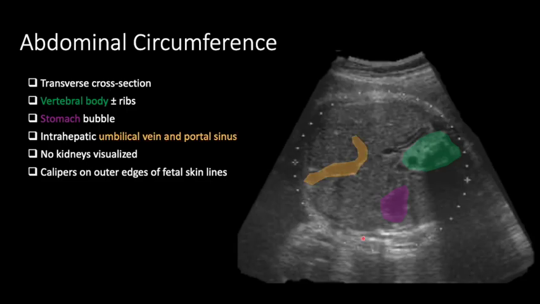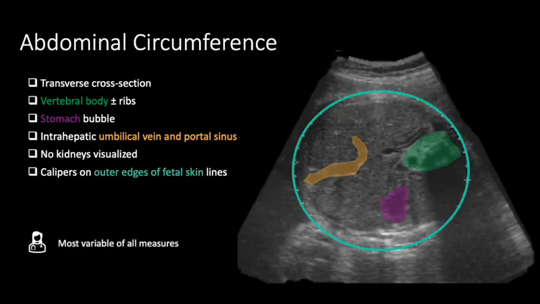Just like we didn't want to see those cerebellar hemispheres on the head circumference, we also don't want to see the kidneys on this view, or else we know we're not quite in the right plane and probably too low. To take our measurement, we put our calipers on the outside, and you can see this person's already measured this. And we look at the outer edges of the fetal skin lines.